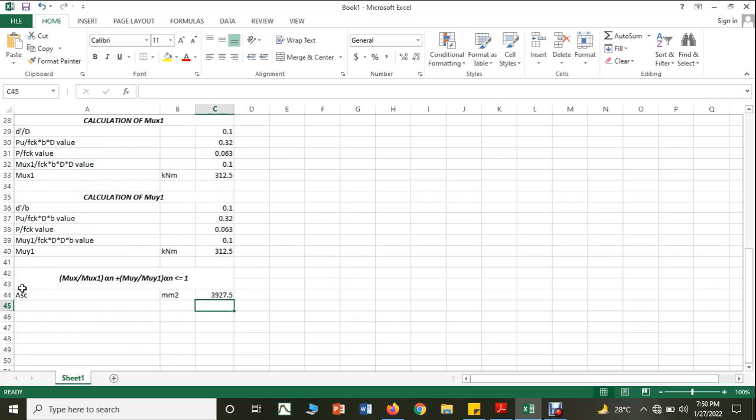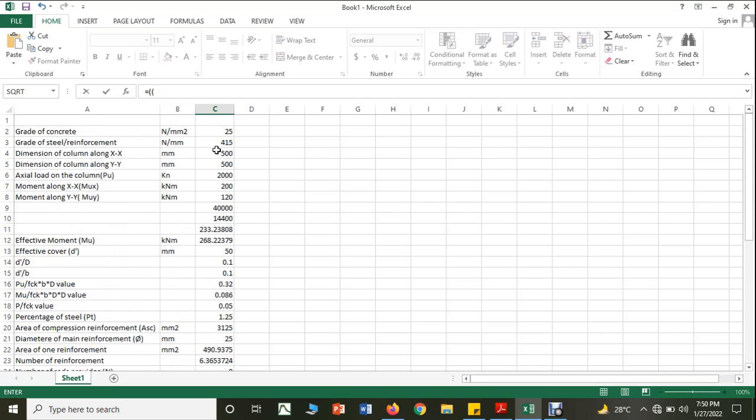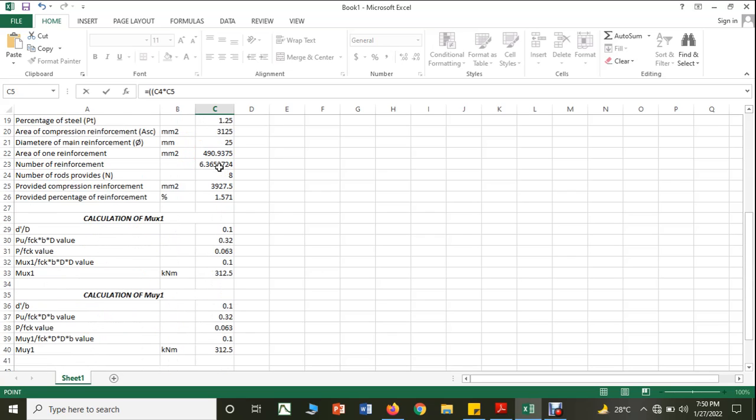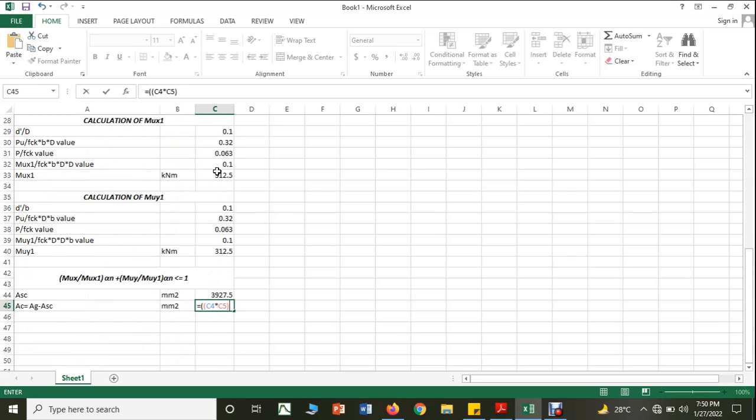Now I need Ac. What is Ac? Ac is equal to Ag, that is gross area of the concrete, minus Asc, which will be again in mm square. So that means I can write what is the gross area of the concrete. I have 500 into 500, that is the gross area of the concrete, minus the area of compression reinforcement, I get only the area of concrete.